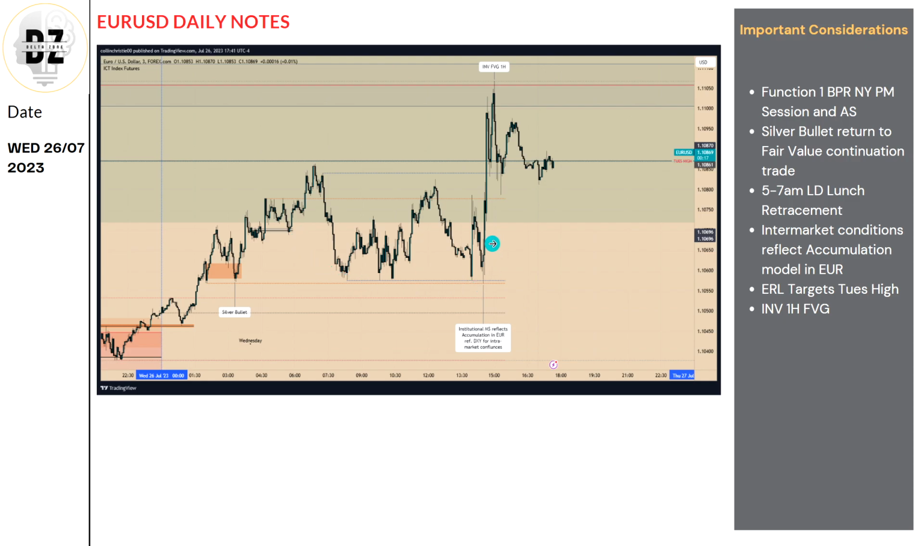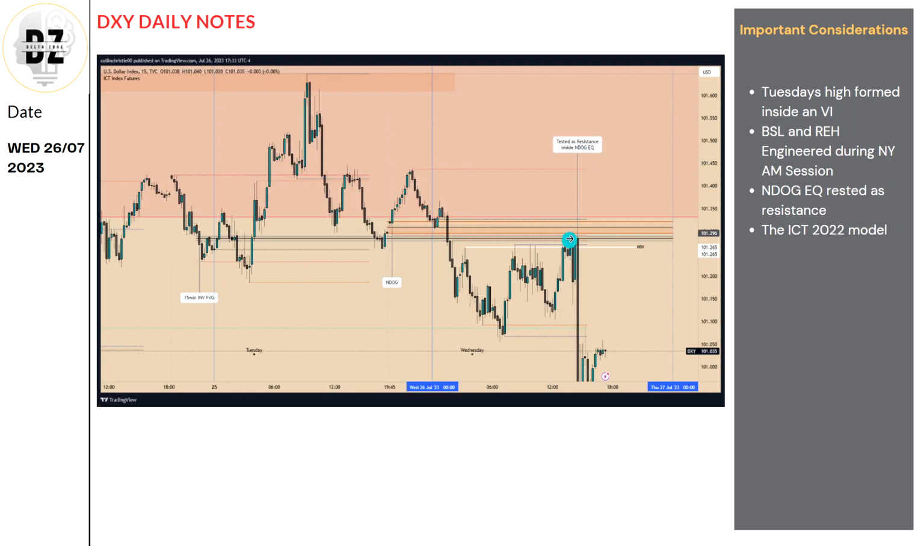This was Wednesday, and it was FOMC. So we'll just note here, I said that institutional market structure reflects accumulation in the euro, and we have to reference the dollar for intermarket confluences. So what I mean is, if you have a look at the dollar at the same time, you'll see that it trades back into the equilibrium, tests that new day open gap here, and you'll see that we have relative equal highs. So this is also a run on buy side liquidity. This is consistent with the ICT 2022 model.